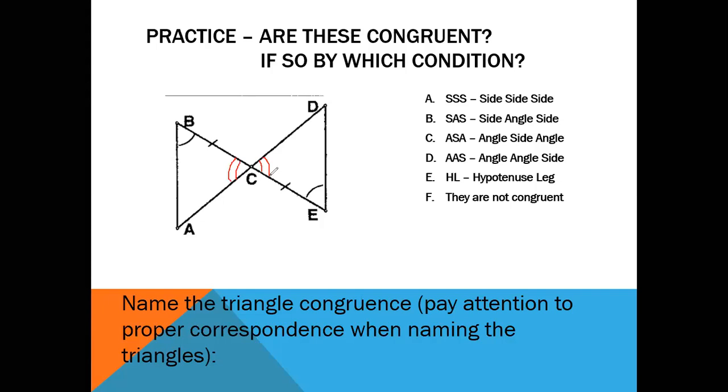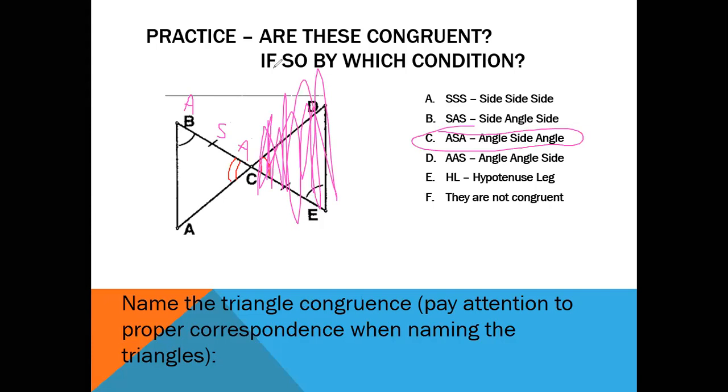Then I want you to cover up one of the triangles. So we're going to cover this one up. We're not even going to look at it. You need to look and see what we have here. We have an angle, a side, and then an angle. Is angle, side, angle one of our theorems that works? Yes. So angle, side, angle is the answer.